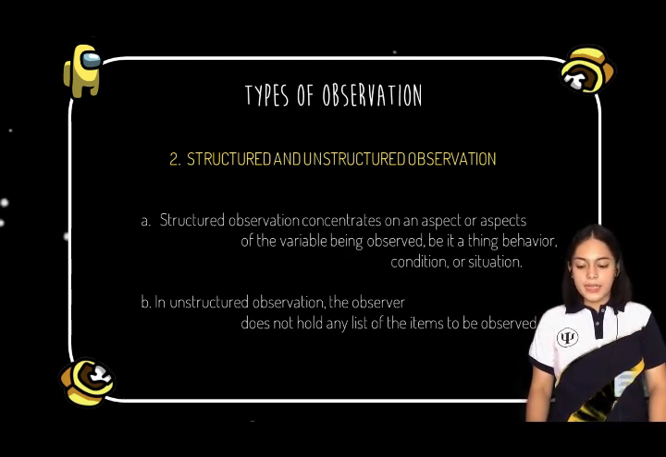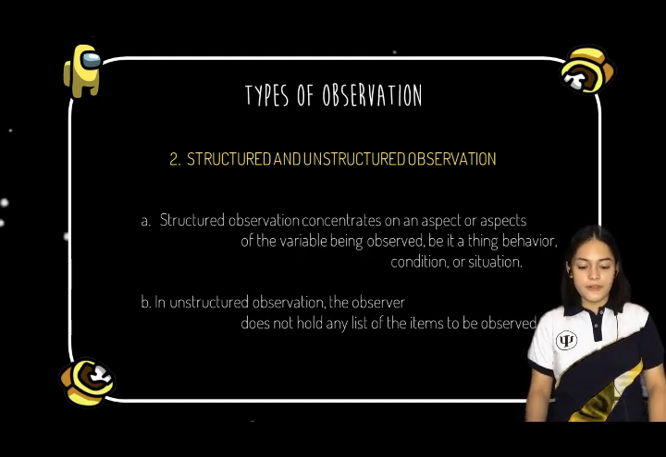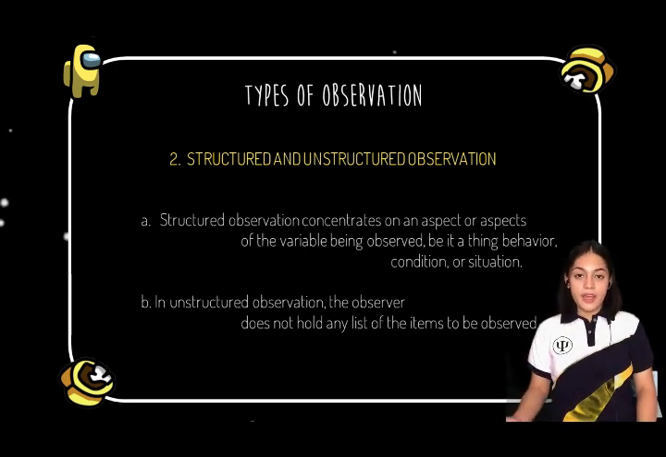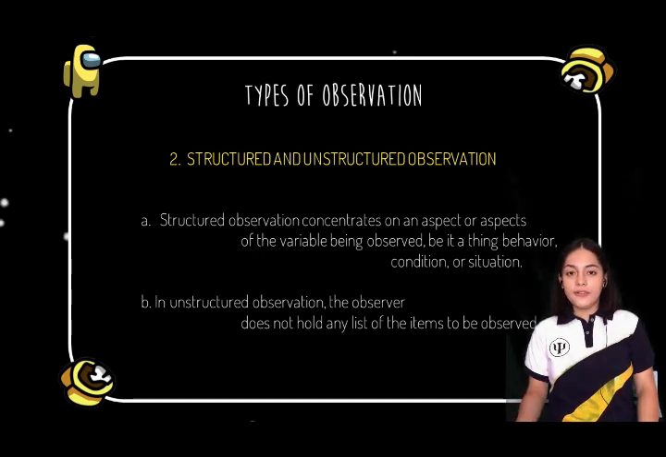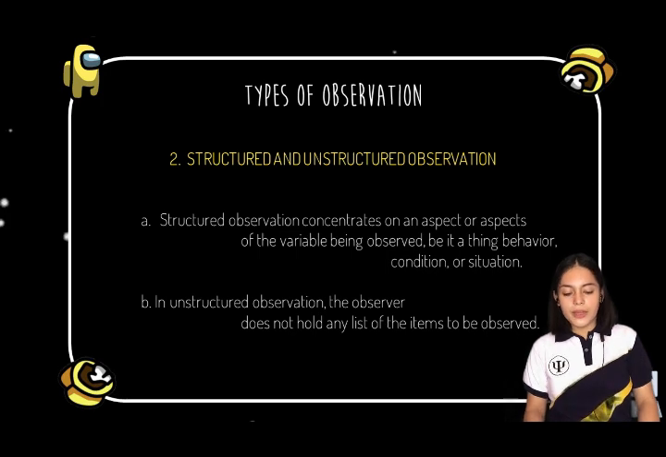The second one is the unstructured observation. The observer does not hold any list of the items to be observed. Basically, this is the opposite of structured observation, wherein the observer doesn't hold any list of the things that he or she will observe. It could be anything. It could be an object, a behavior, a condition of a certain subject too, as long as it can be helpful to the researcher and to the study. This is usually used in participant or non-controlled observation.